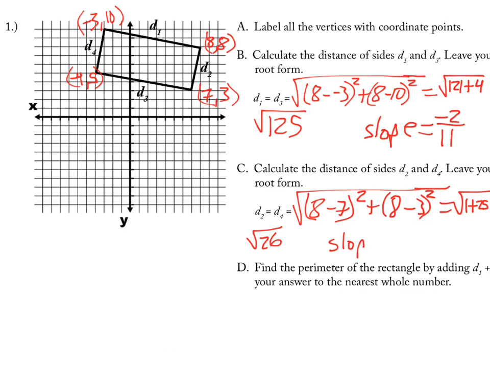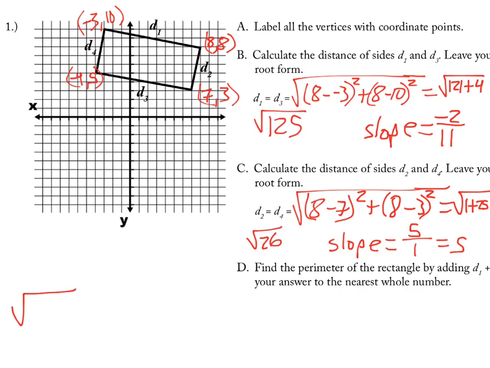The slope, again, is the rise over the run. This time the rise is 5, because you go up 5 from 3 to 8. 8 minus 3 gives you the rise, and the run is the 8 minus 7 part, which is 1. So my slope is 5.